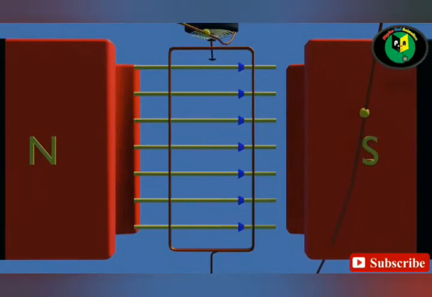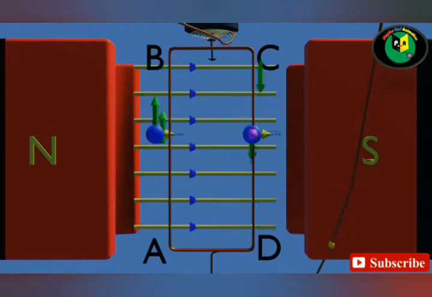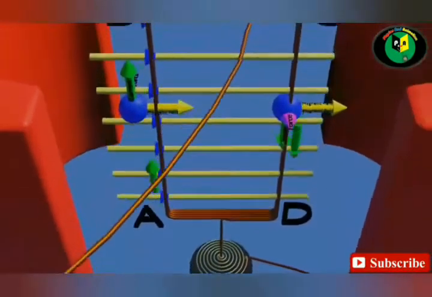When the current is allowed to pass through the coil, current starts flowing from A to B in the left arm of the coil and from C to D in the right arm of the coil. As we can see in the animation, in the arm AB the direction of the current is upward, and in the arm CD the direction of the current is downward, while the direction of the magnetic field is from north to south for both the arms AB and CD.